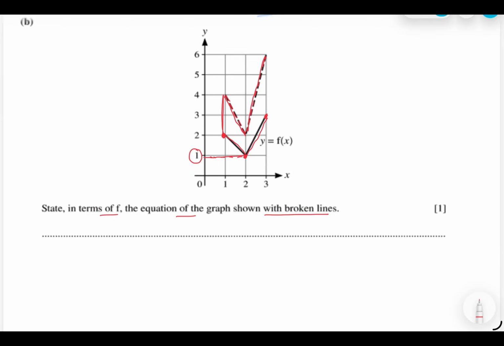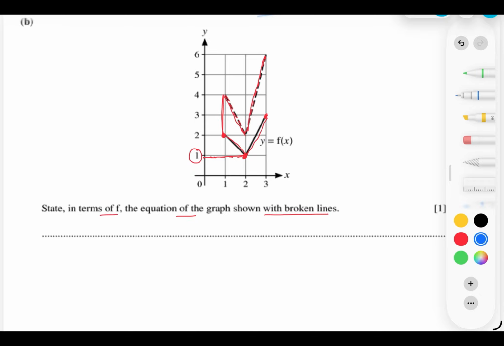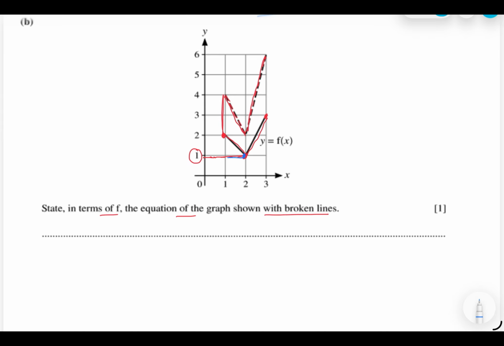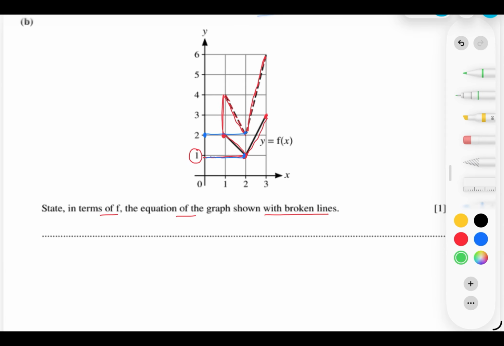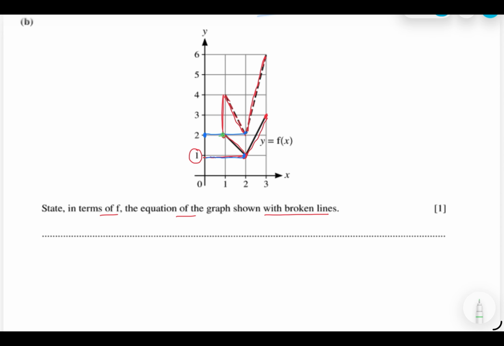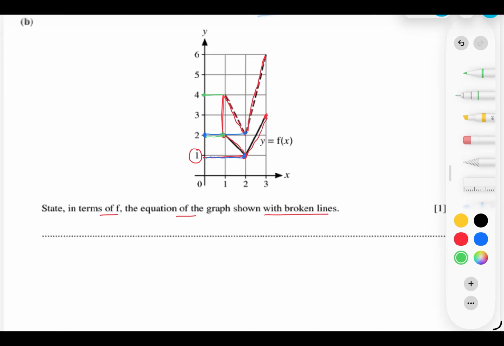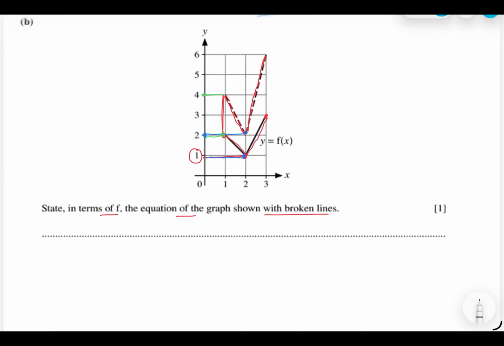Okay? This coordinate was 1. This one, let me label it with blue one now. It was 1. Now it is 2. Now, next color. This coordinate was 2. Now it is 4. Very good. Now for the last one. This coordinate was 3. Now it is 6.